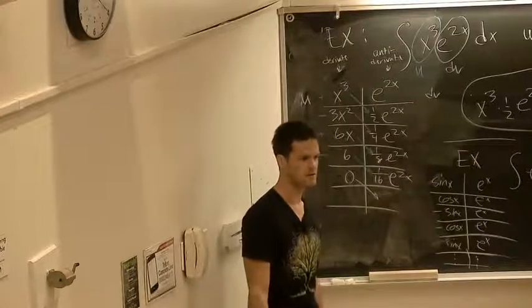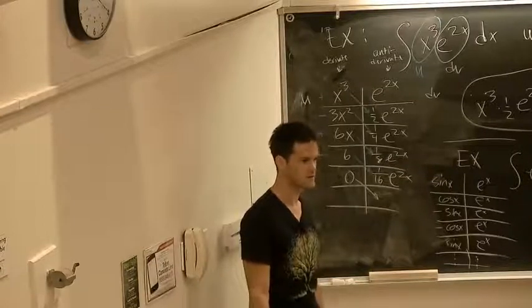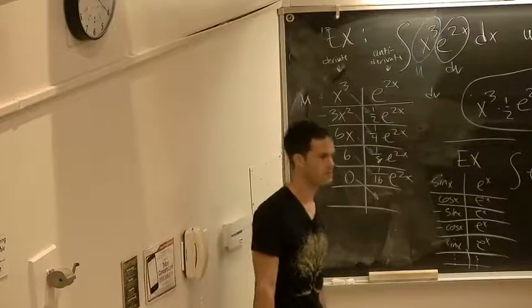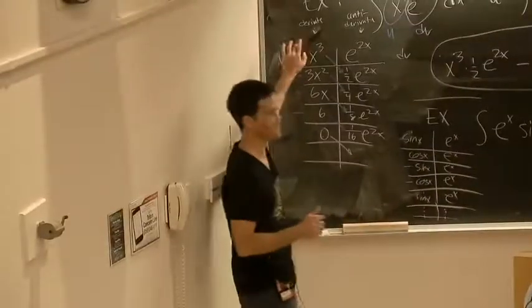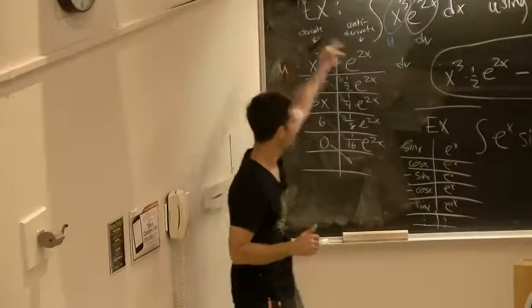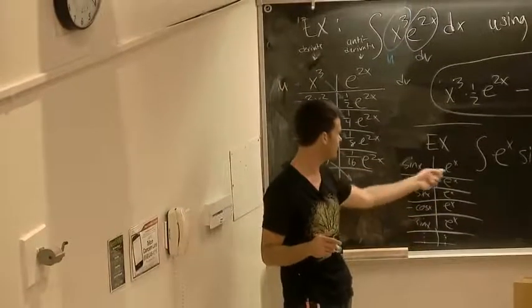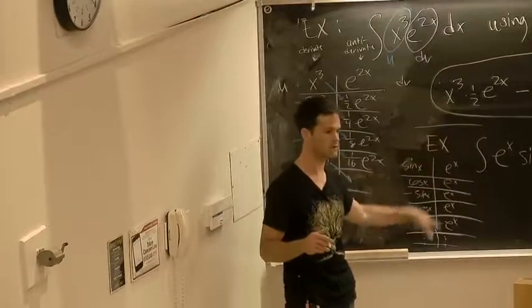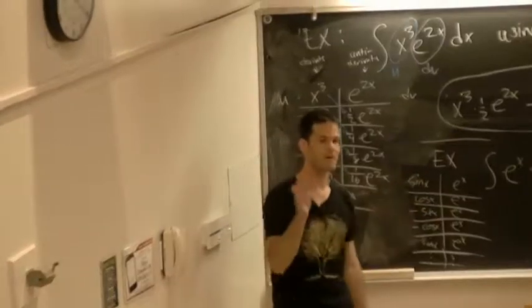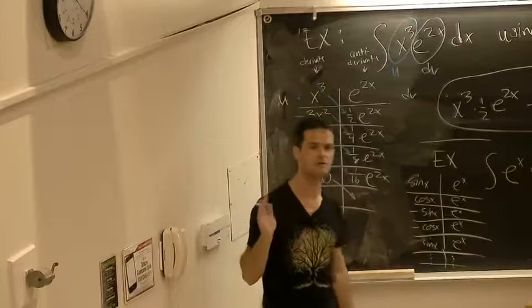Yeah? So using this, do you choose u based on what? Anything that will go to zero. Yes, that's usually a good idea. That's why that was my choice of u here. In this case, it doesn't matter. I could have switched these two, and they still would never disappear. Yeah, Robert.